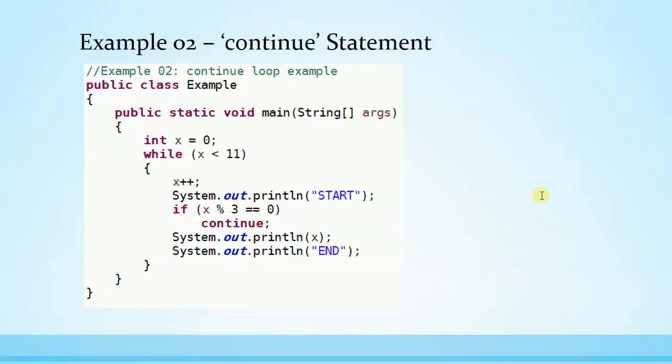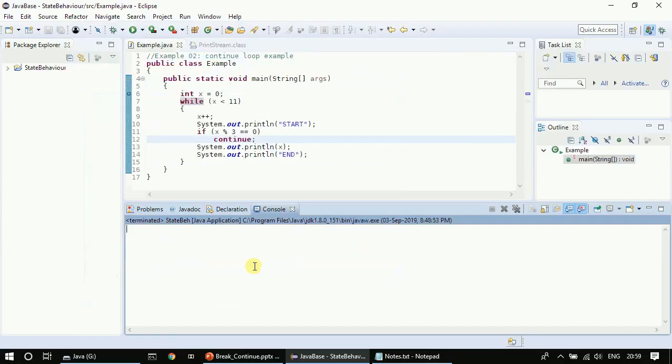Alright, let us execute this in Java and see how it works. This time we will execute line by line. We will see how continue passes the control to the condition. After that we will execute the statement in full speed. Alright, let's go and execute this in Java Eclipse. Here is the example and we will execute this statement by statement.